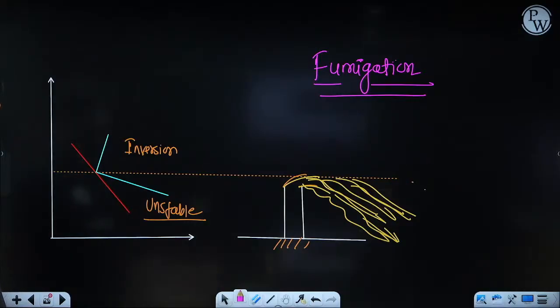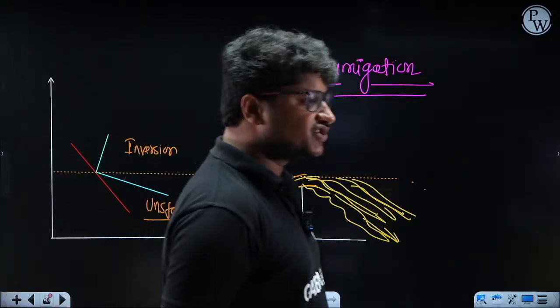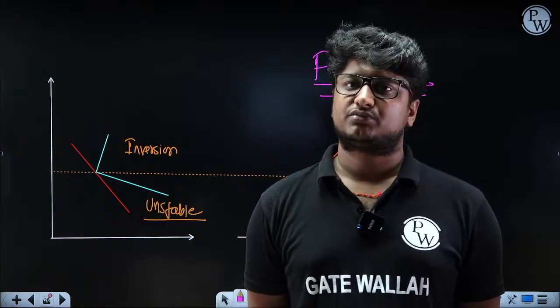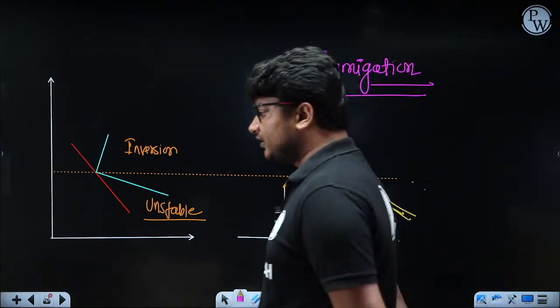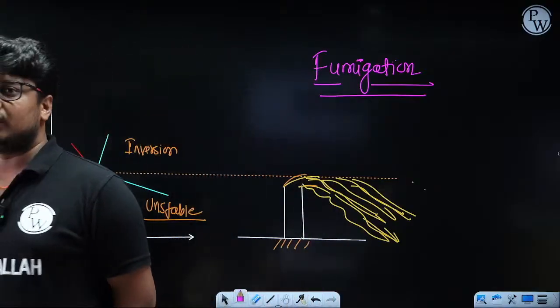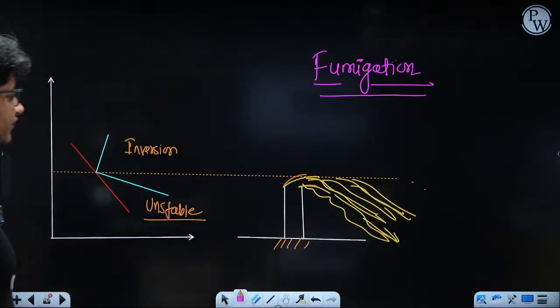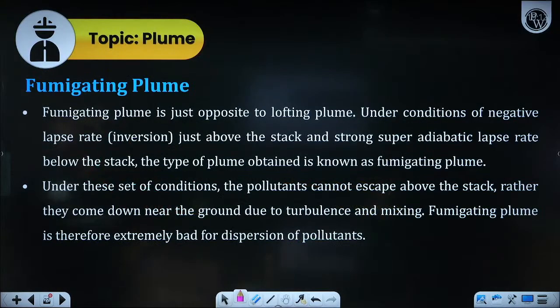So this is the fumigation. Till now, whatever we have discussed, based on that, fumigation is the worst case, because the pollutant is completely going towards the ground. It is going to affect human life, it is going to affect the living organism. Regarding fumigation also, I have written the theoretical part that you can read later on.